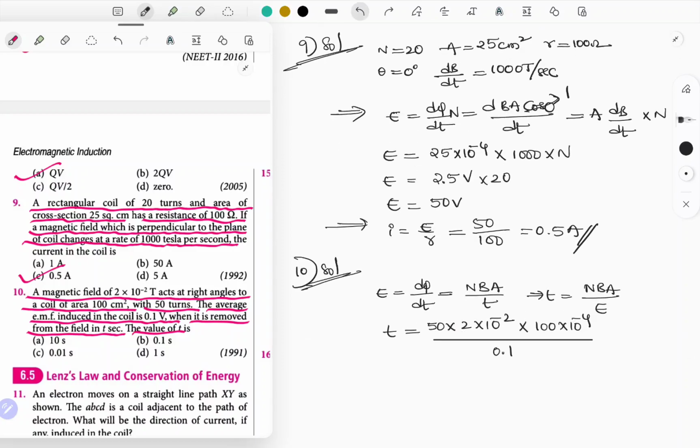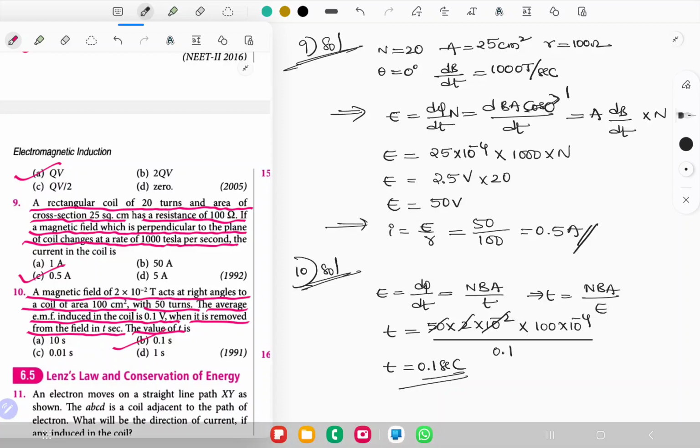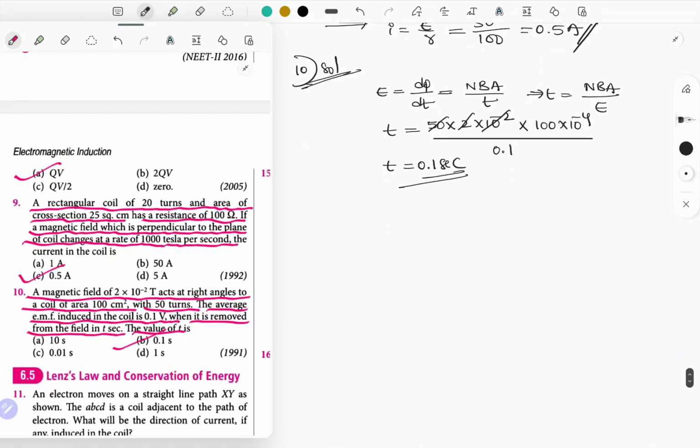50 into 2 is 100, it will get cancelled out. 100 into 10 power minus 4 is 10 power minus 2. 10 power minus 2 by 10 power minus 1 will be 10 power minus 1 itself, which is equal to 0.1 second. That is the answer. So option B is the correct answer.